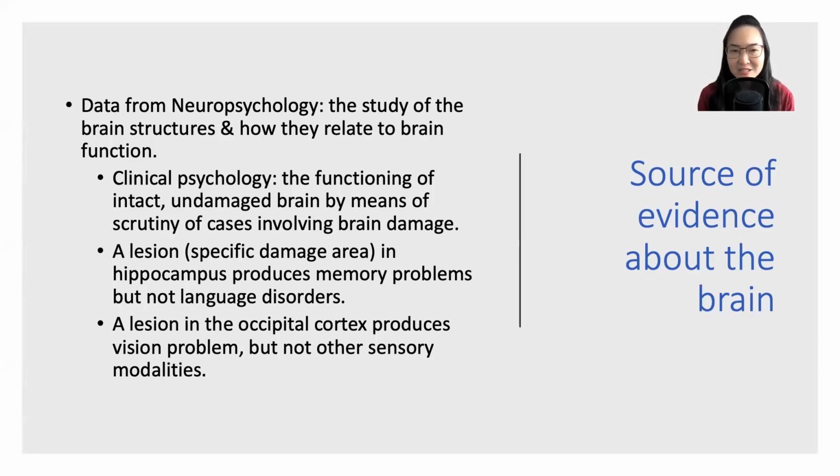A lesion, or a specific damaged area, in the hippocampus produces memory problems but not language disorders. A lesion in the occipital cortex produces vision problems but not problems in other sensory modalities.